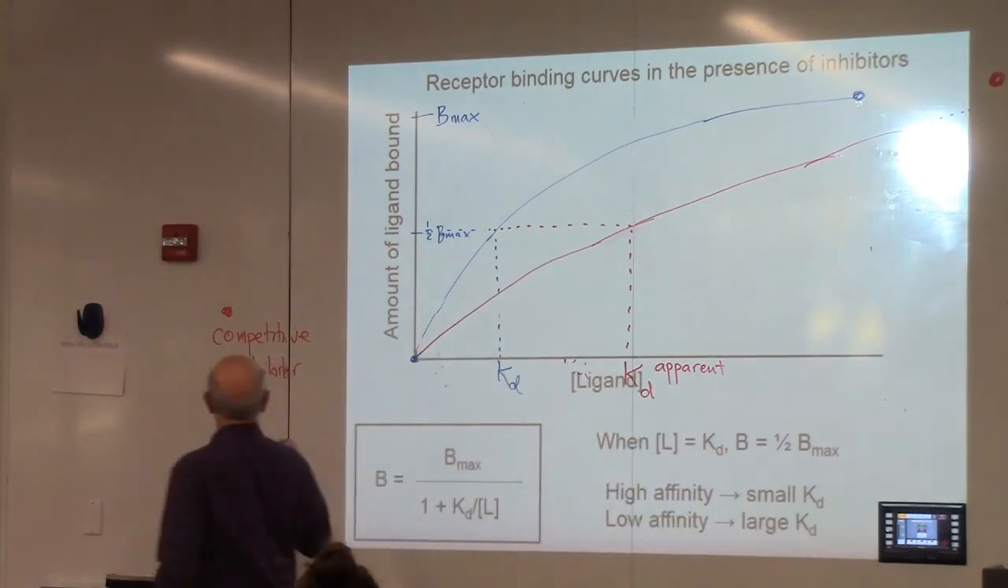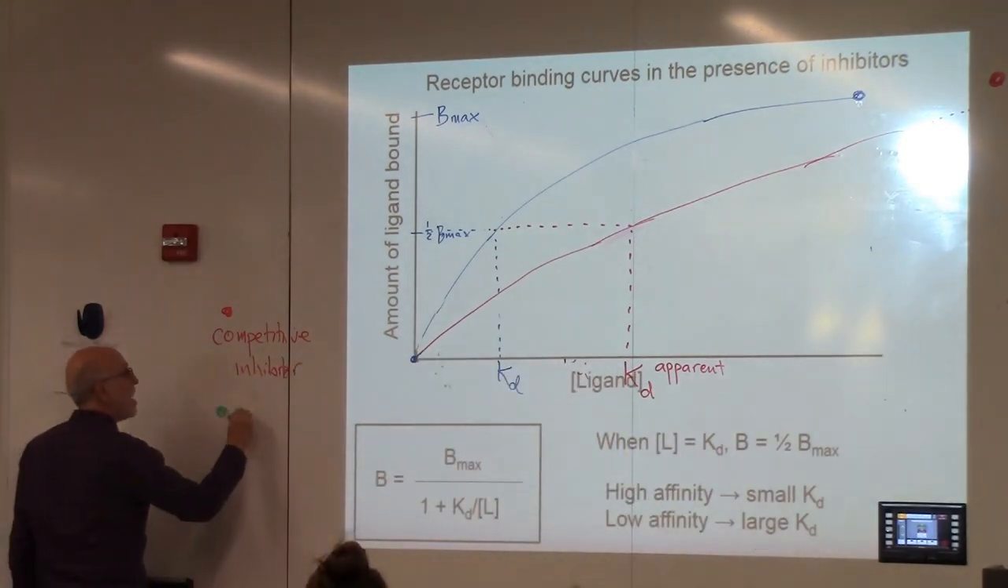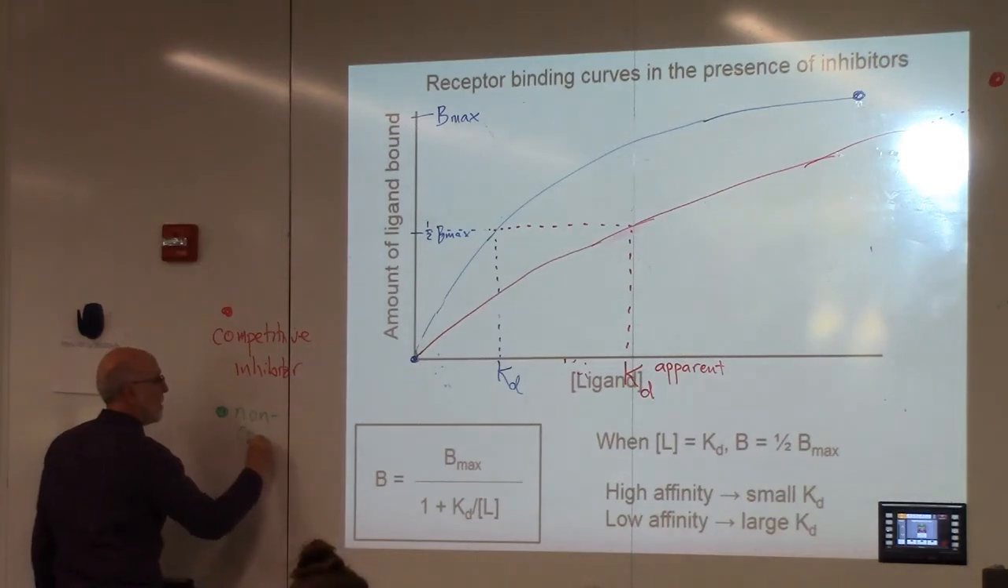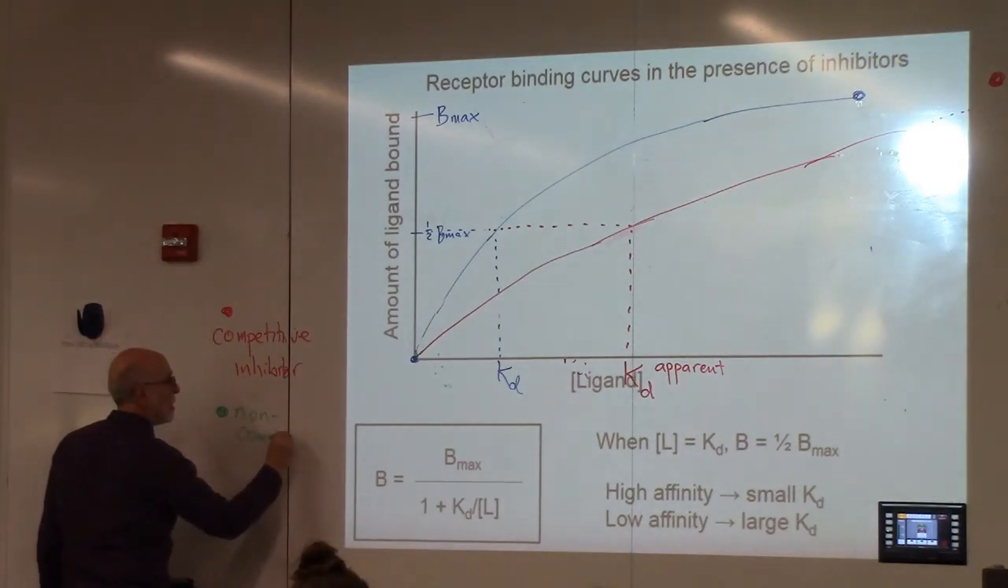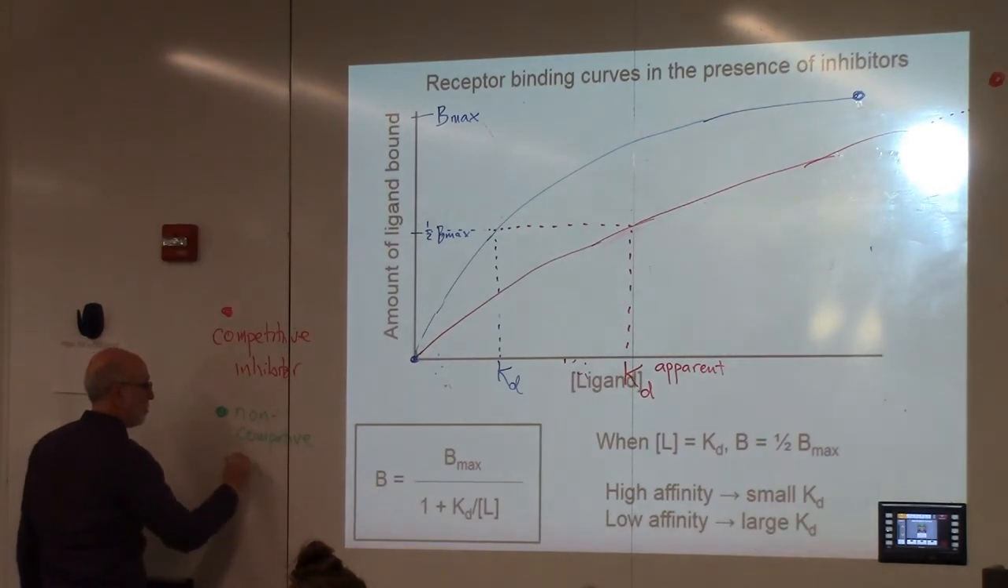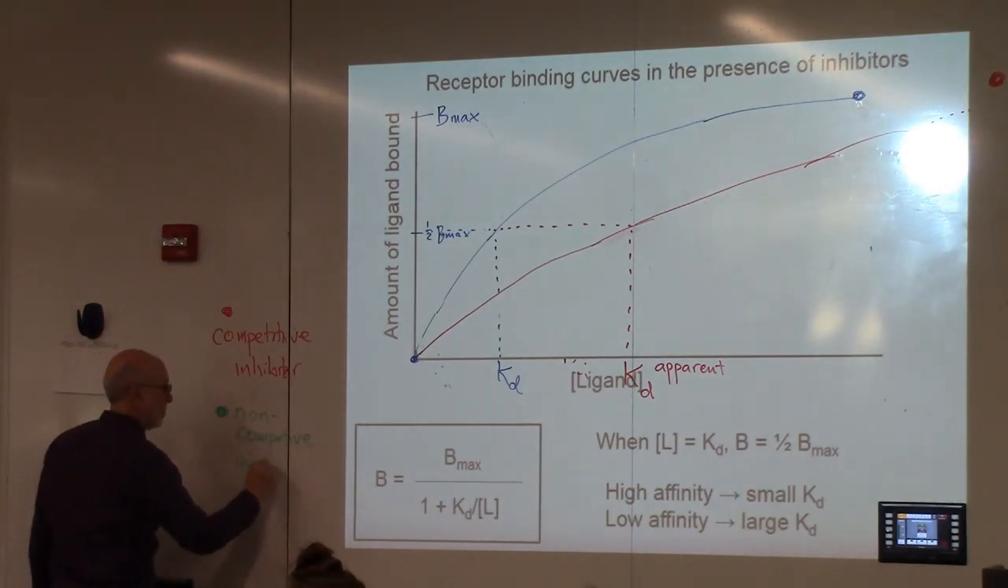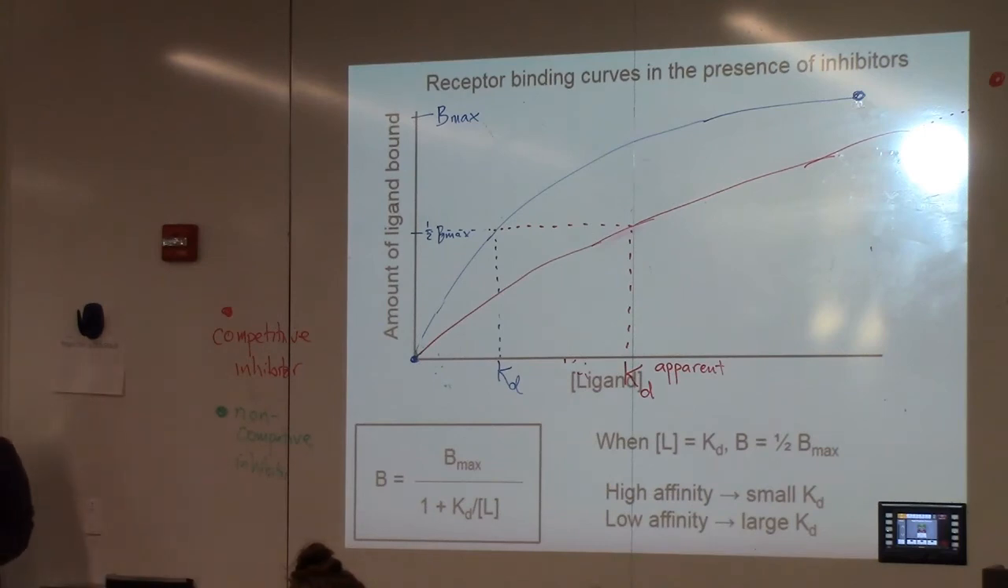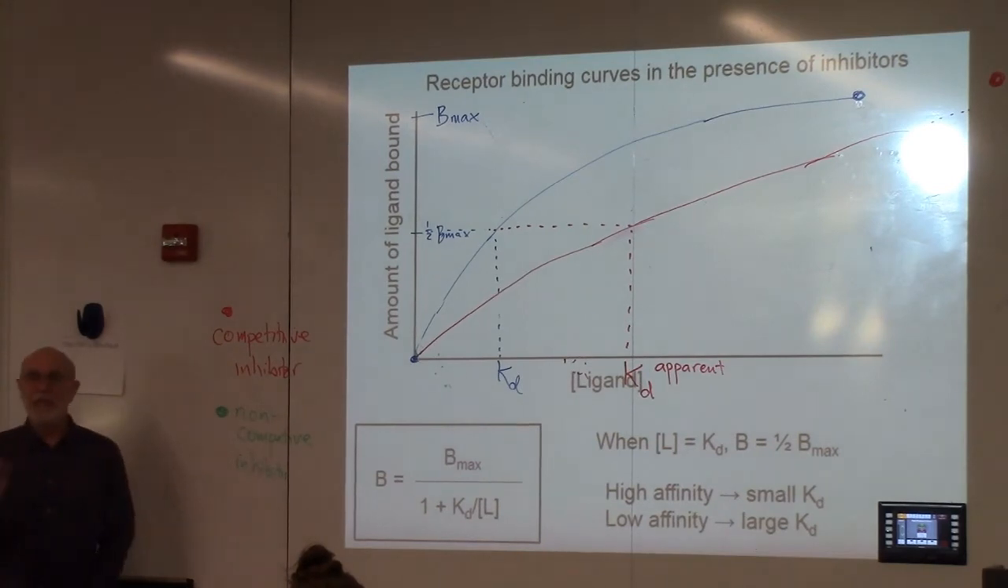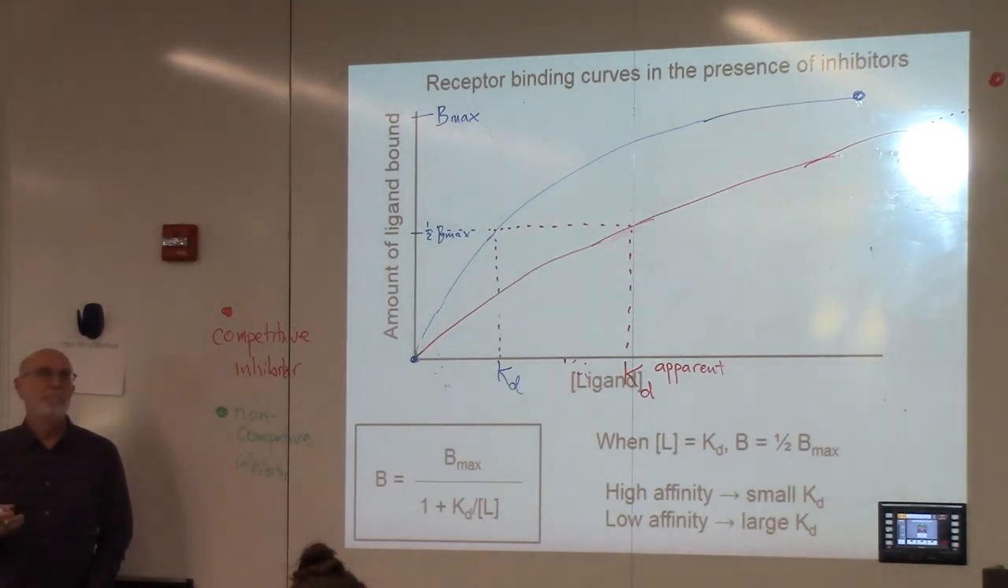What does it look like if we have a non-competitive inhibitor, also known as an allosteric inhibitor? The inhibitor is not binding to the same site. It's binding to a different site on the receptor and making an allosteric conformational change, making the ligand binding site different than it was before. Amelia? So like the Bmax will be lower.